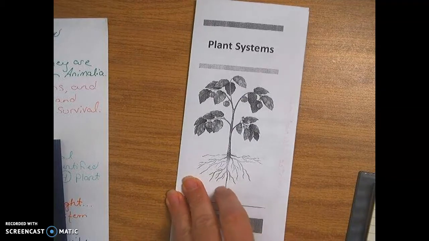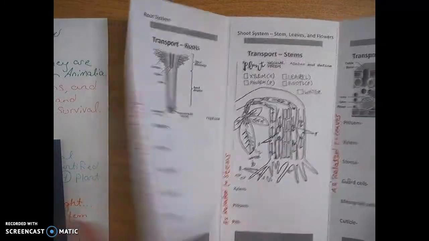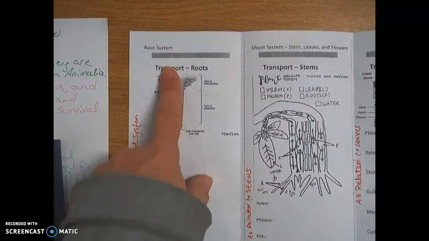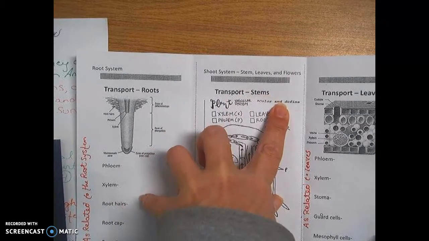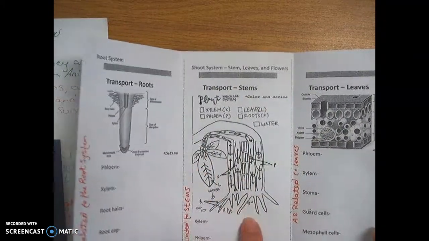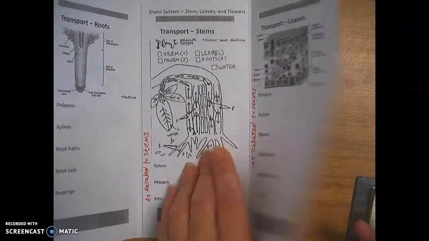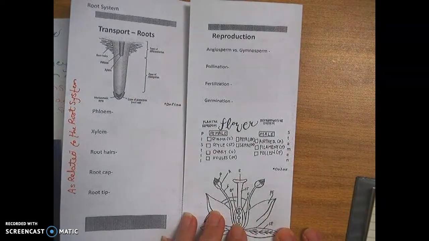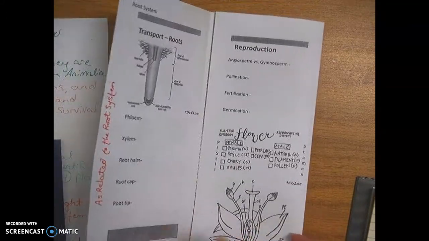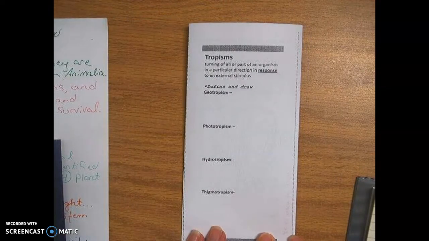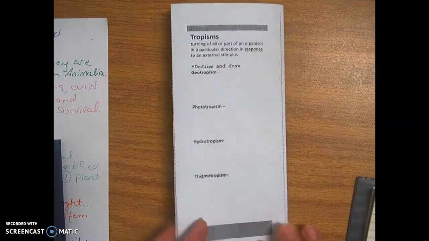So you've done your plant systems foldable. Some students did this in class. Some of you are at home, so you were given the PowerPoint version. So you still had to do transport for your root system. You had to do your shoot system, which also has transport in it for stems, leaves, and flowers. And then you did your stems versus your leaves, because there are different components within. And then you did some research about reproduction in flowering plants versus gymnosperm type plants. And last but not least, we finished with some tropisms, which are really important to know and understand about plants.